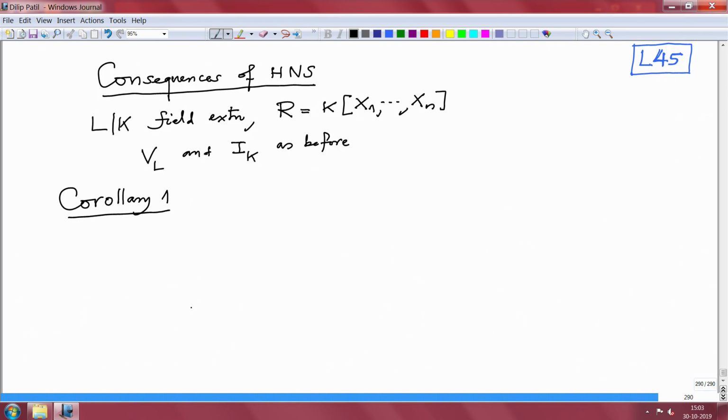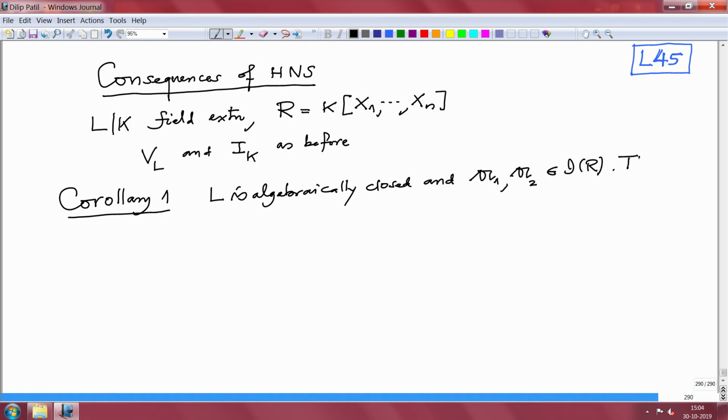There are many consequences. So, you have to be patient with so many corollaries, but once you have proved the main HNS 1, 2, 3, then all these corollaries will follow quite quickly. So, in this, now the assumption is L is algebraically closed, and A1 and A2 are two ideals in the ring R.